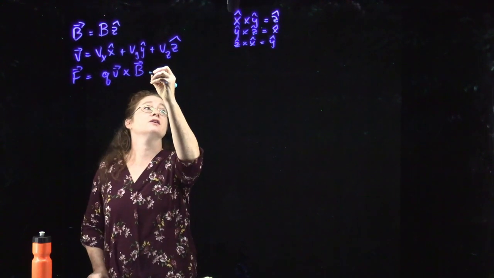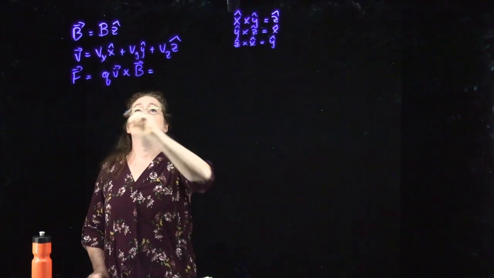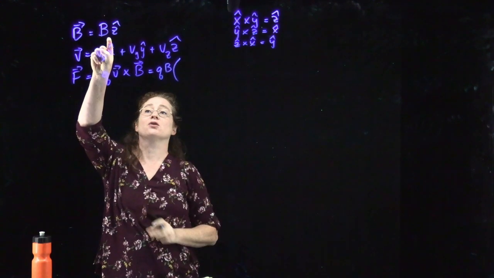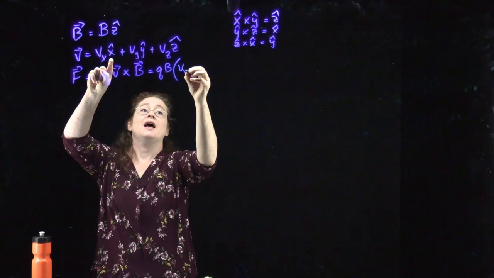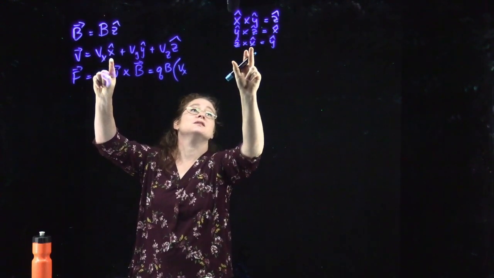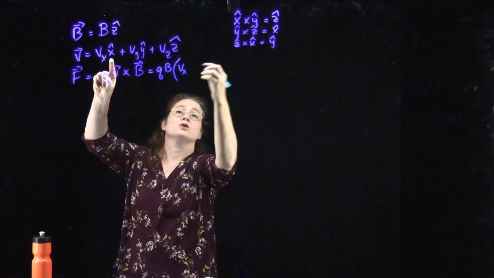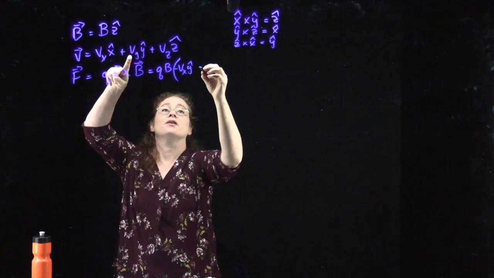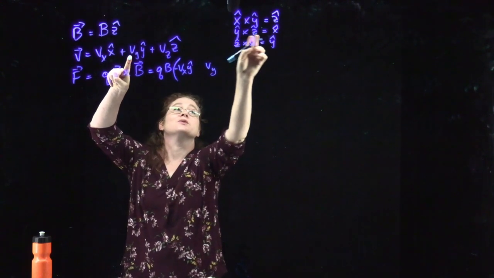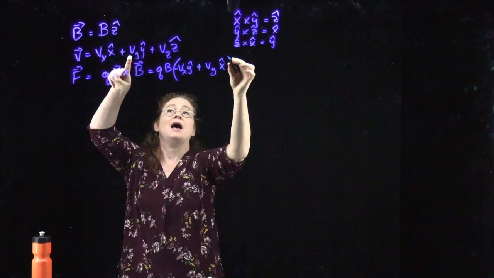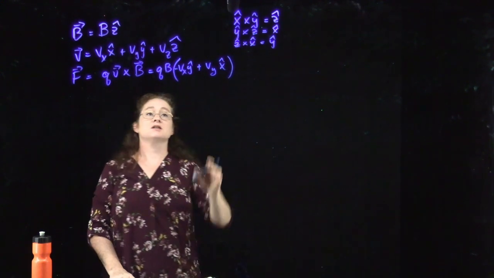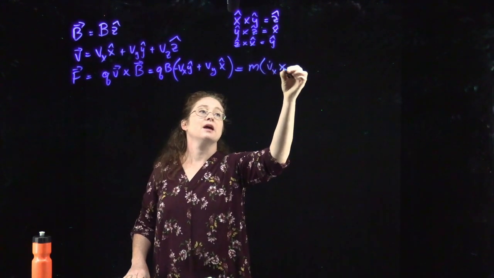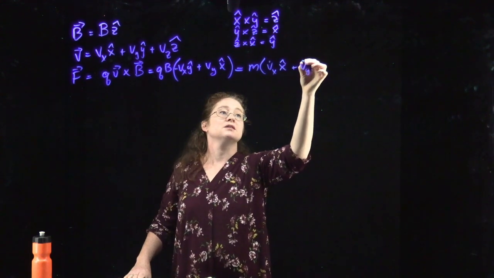Here, everything is the cross product of something with z hat. So I have Q, B, and then z hat cross z hat is 0. Then I have Vx, x hat cross z hat, and that involves switching the order, so that gives me a negative y hat. And I have Vy, y hat cross z hat, which gives me a positive x hat. So this gives me m Vx dot x hat plus Vy dot y hat.